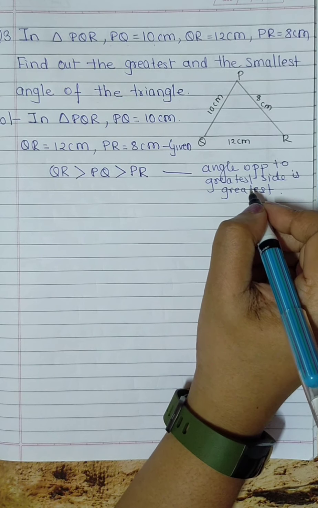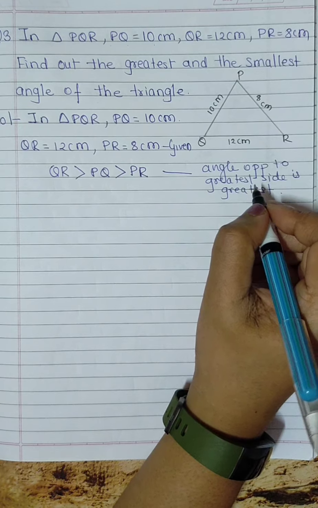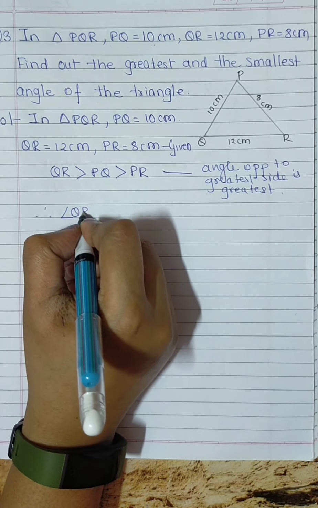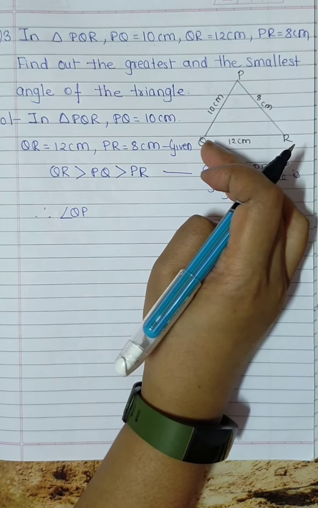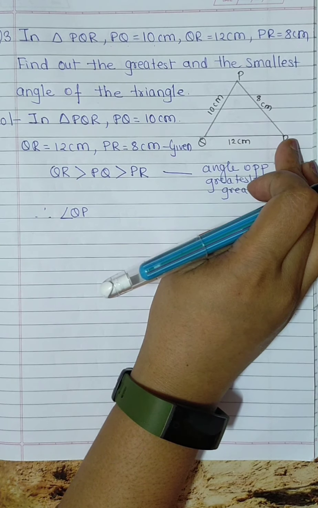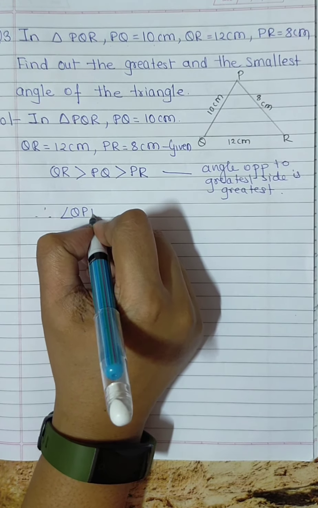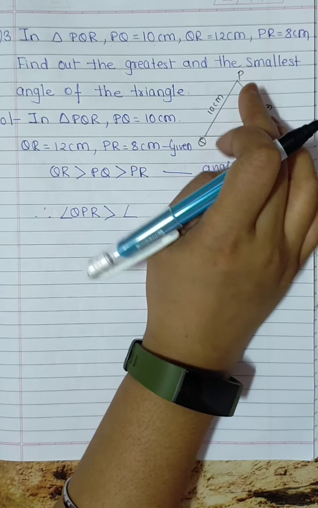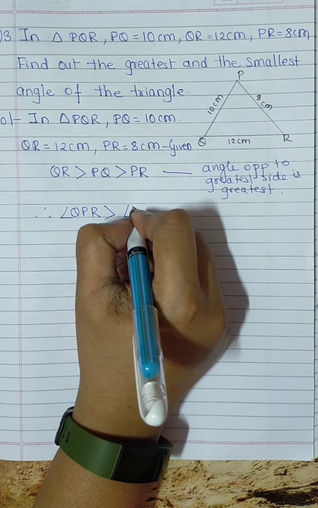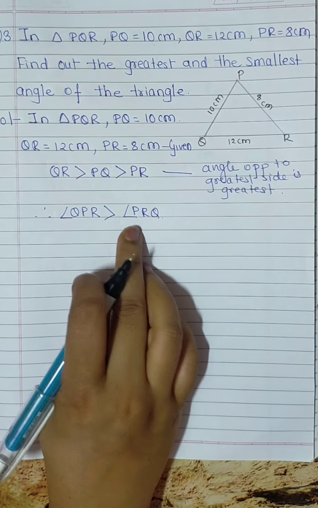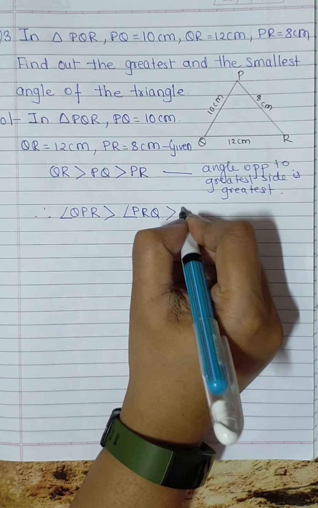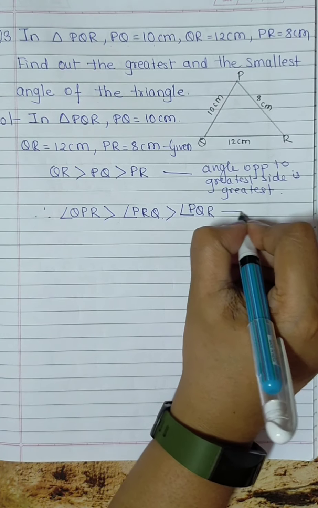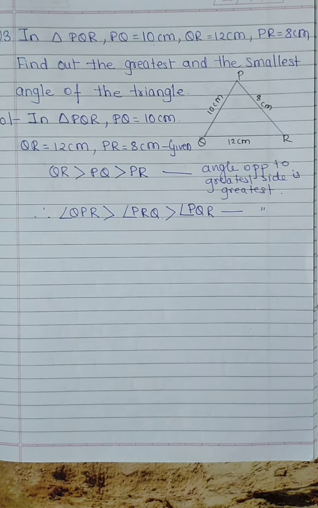Okay. Now here as you can see, therefore angle QPR is greater than angle PRQ and angle PRQ is greater than angle PQR. The same reason will come, angle opposite to greatest side is greatest.